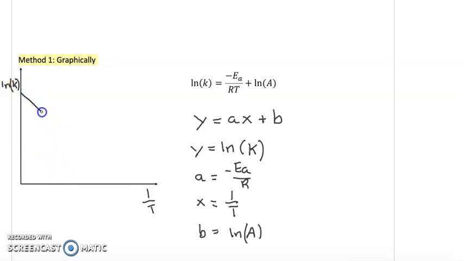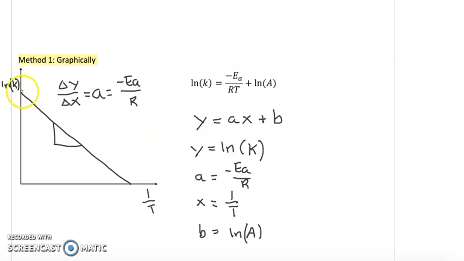And if we now draw a linear line, the slope, which is A, so the slope here will actually be, and we know that the slope is delta y over delta x, and that is A, which is actually equal to minus the activation energy over gas constant. And we have the interception between the line and the y-axis, which is B. And B is equal to ln A.